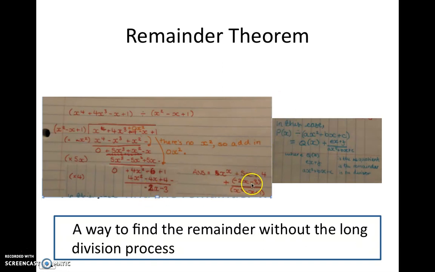So that's -2x - 3. And the number you're dividing by, x² - x + 1, is the divisor. This is represented algebraically by p(x) divided by (ax² + bx + c) is equal to q(x) + (ex + f) over (ax² + bx + c), where q(x) is the quotient, ex + f is the remainder, and ax² + bx + c is the divisor.